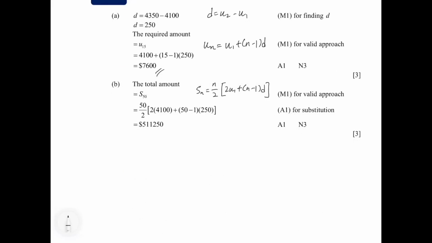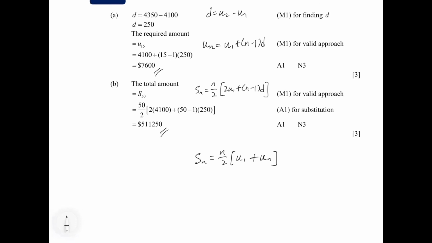Then in order to find the total amount, we can consider this formula: Sn equals n over 2 times the bracket 2u1 plus bracket n minus 1 times d. Sn means the sum of the first n terms, and the variables n, u1, and d have the same meanings. Then we can replace n by 50, u1 by 4,100, and d by 250, such that we have 50 over 2 times the bracket 2 times 4,100 plus the bracket 50 minus 1 times 250. Then we will have this result, $511,250.